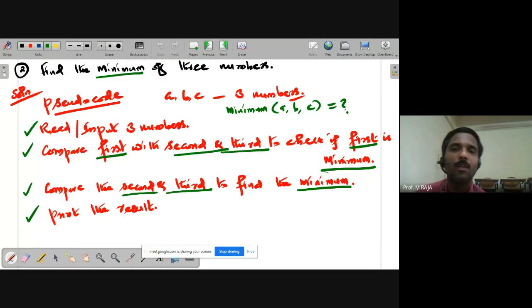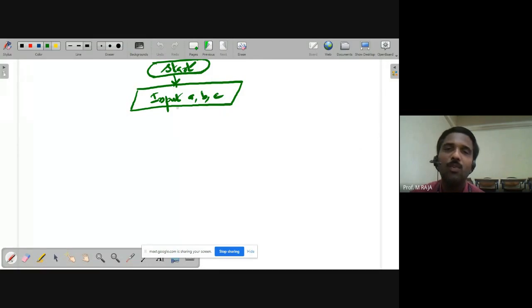Input A, B, C. Then checking if A, that is the first, is less than the second, and the first is less than the third. So here I write the check like this: A is less than B and A is less than C. This will be drawn in the decision box like this, with a question mark: A is less than B and A is less than C?